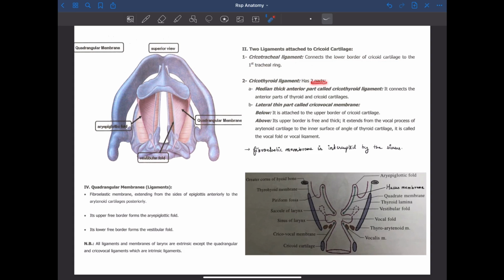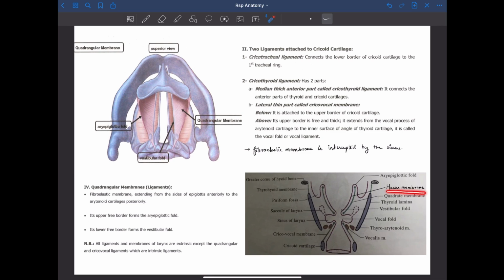The cricothyroid ligament has 2 parts: the median thick anterior part, called the cricothyroid ligament. It connects the anterior parts of the thyroid and cricoid cartilages. Before going to the lateral thin part, the cricovocal membrane, as I explained in the beginning, the cricovocal membrane and quadrangular membranes or ligaments are the intrinsic ligaments. So how are the intrinsic ligaments formed? It is a fibroelastic membrane which is found just above the mucous membrane.